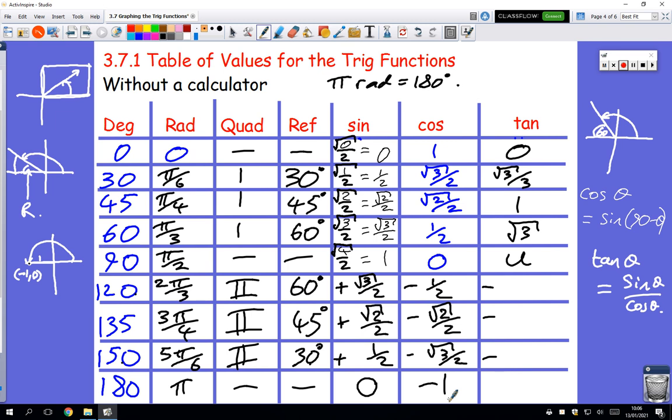Tan is just sine divided by cosine. But again, you'll see the symmetry here. Positive root 3 over 2 divided by negative 1/2 is going to be negative root 3. Notice the symmetry with this, just a bit of a reflection happening here. We're going to get negative 1/2 divided by negative root 3 over 2, which is negative root 3 over 3. 0 divided by negative 1 is 0.